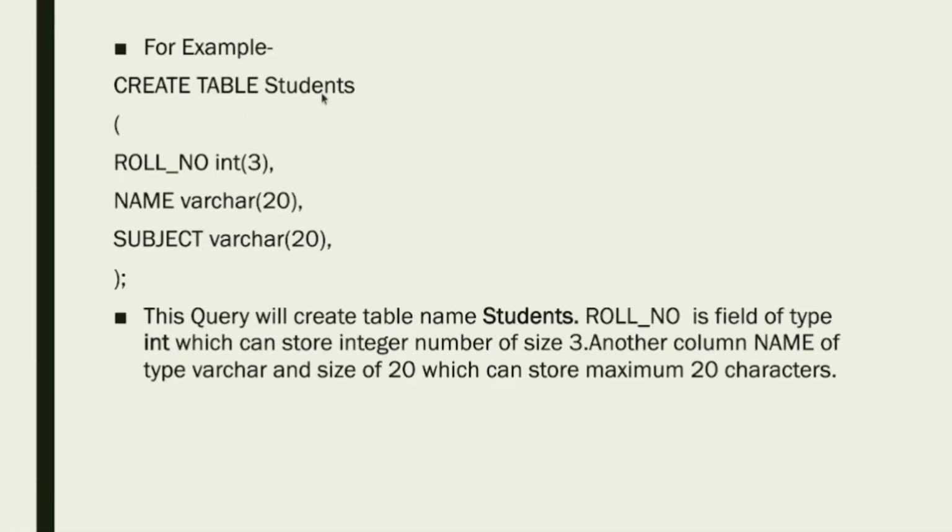Create table student, roll number int 3. It means this is the column name, this is the data type, and this is the size of this column. Name varchar, this is the data type, and 20 is the size. Subject varchar, this is the data type, and 20 is the size. This creates a table named student. Roll number is a field of type int, which can store integer numbers of size 3. Got it? And another column, name, of type varchar and size 20, which can store a maximum of 20 characters.